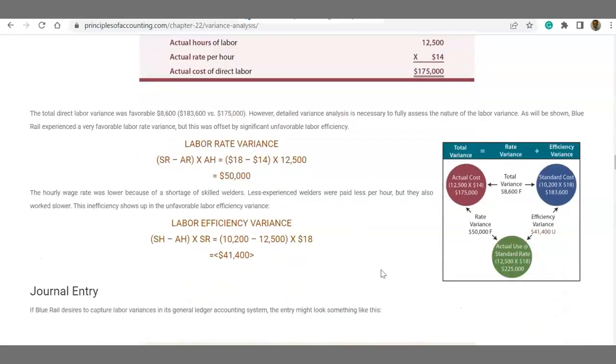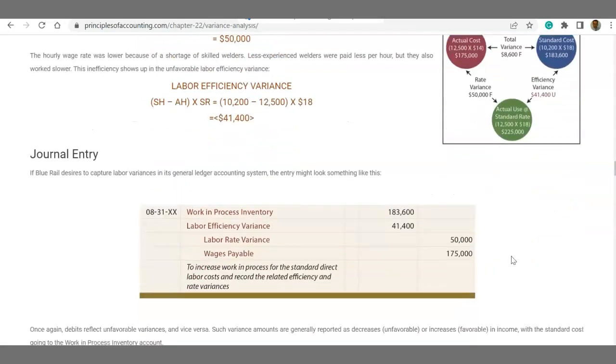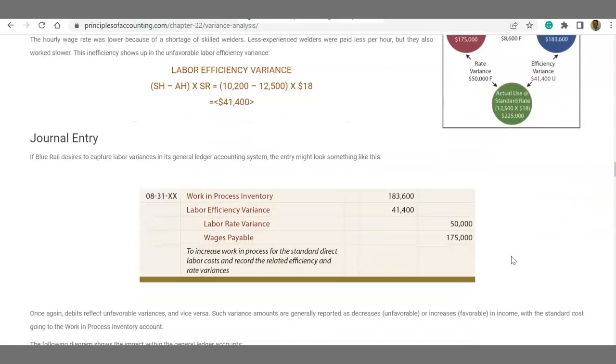Okay. So here is $50,000 favorable in regards to labor rate variance. And here is 41,400 labor efficiency variance, which is unfavorable. It's not good. It's the same result I got. And here is the journal entry. How do we do it?